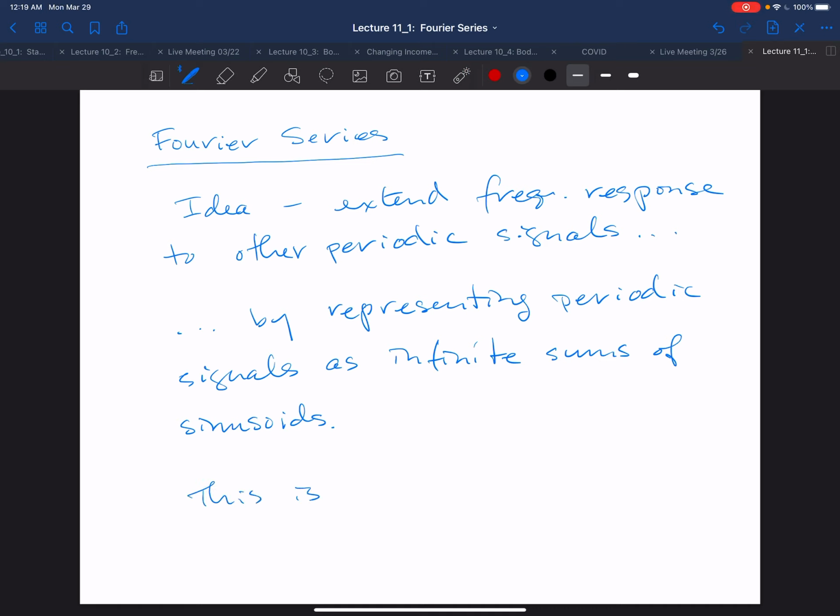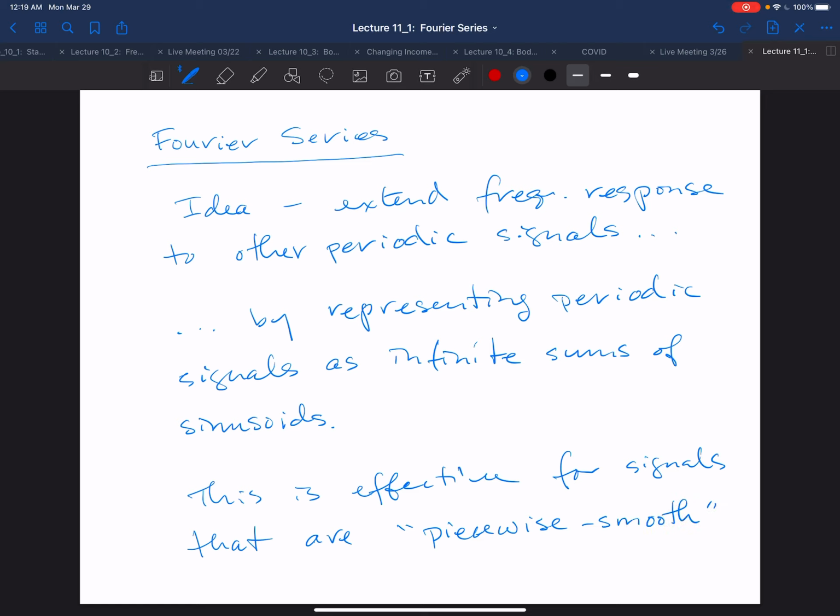In particular, we'll be able to do this for periodic signals that are what we call piecewise smooth. Sinusoids are, of course, smooth functions. They and all their derivatives are continuous. It turns out that we can approximate periodic signals that need not be continuous using this Fourier series idea.